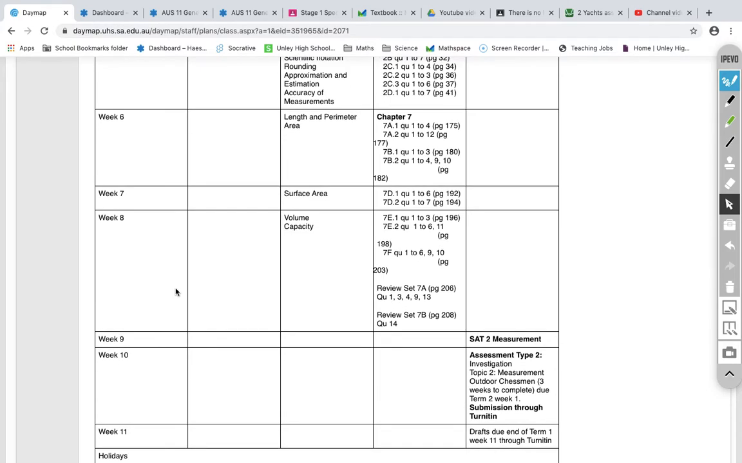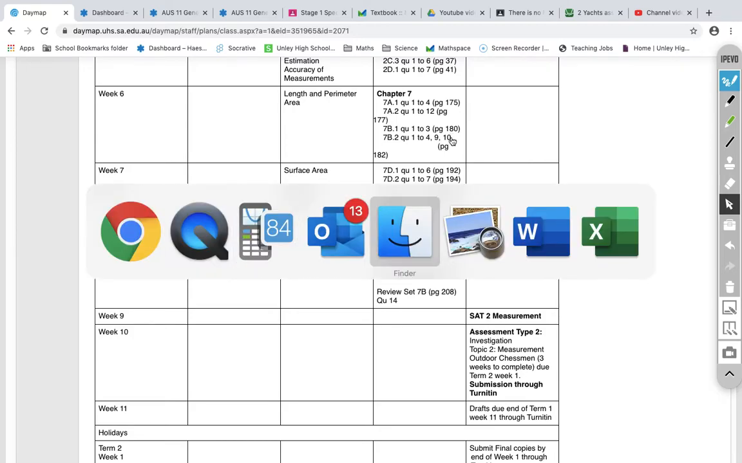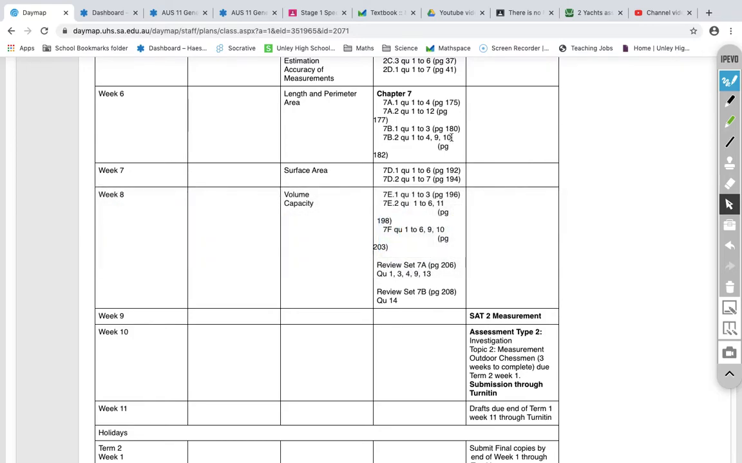Looking at your program, we've looked at 7A, 1 and 2. I was looking at 7B, 1 and 2, and I noticed you're supposed to do question 10. You get to skip question 6, that was the tricky one, and then you go to question 10. So let's have a look at question 10.